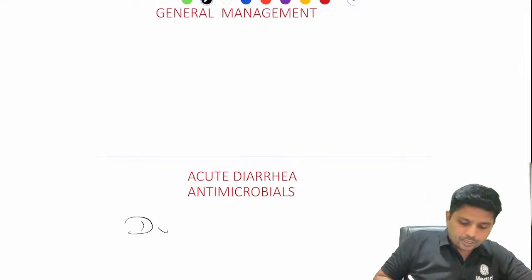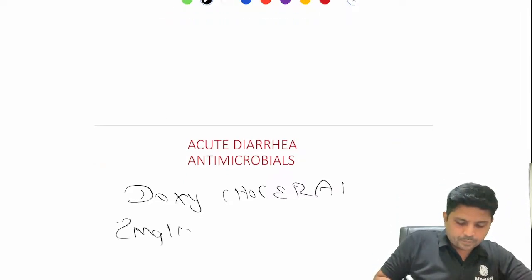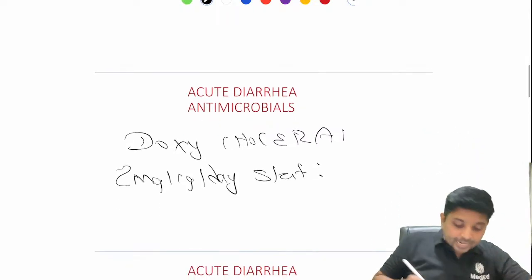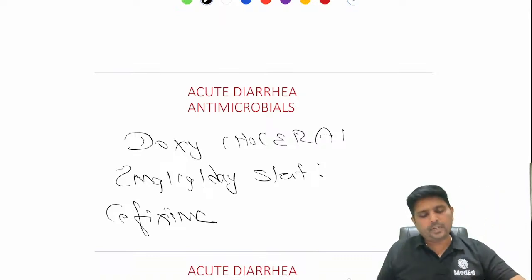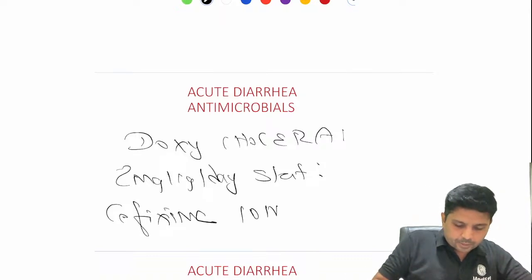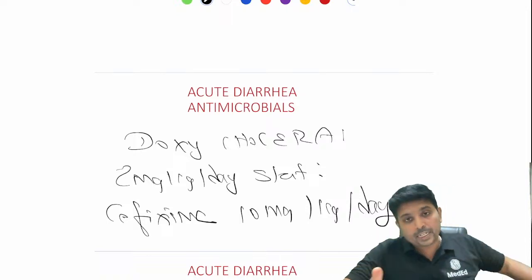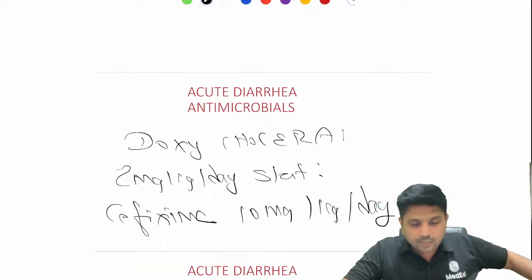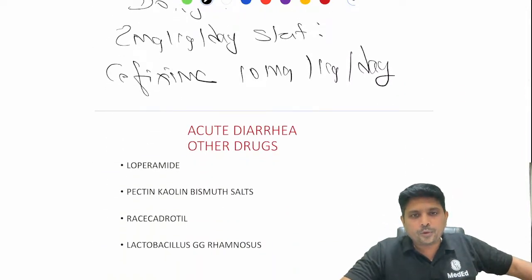Antimicrobials. Doxy in case of suspected cholera. How much? 2 mg per kg per day stat dose. And blood in stools, for which you can give cefixime, 10 mg per kg per day. These are the two antibiotics, for suspected rice water stools or blood in diarrhea. Rest of the things you do not require.